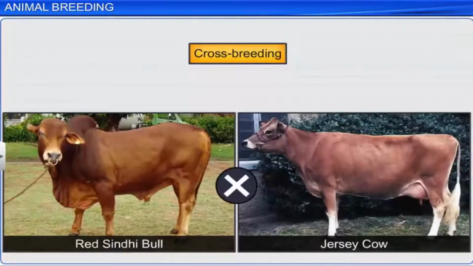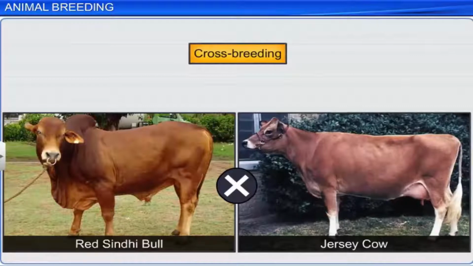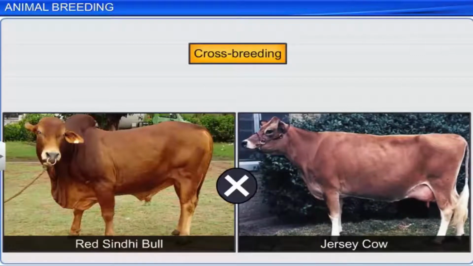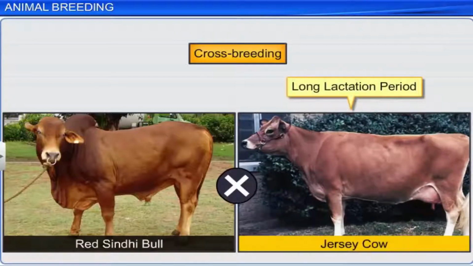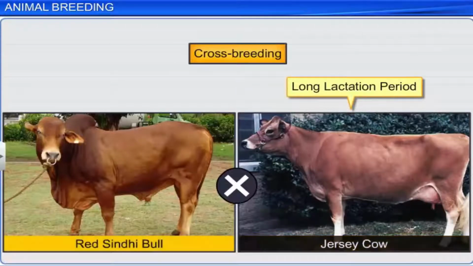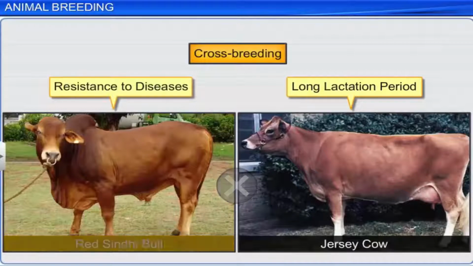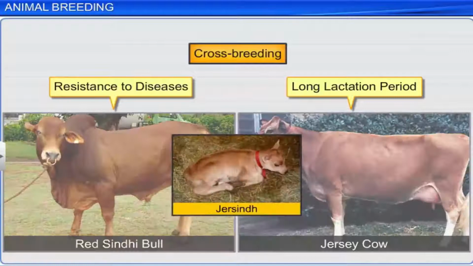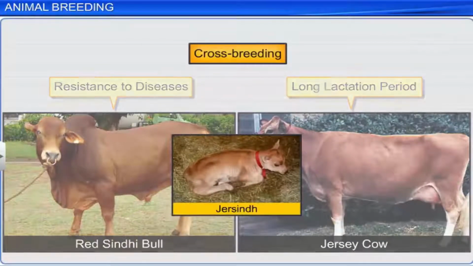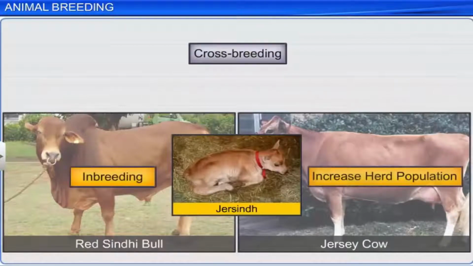Crossbreeding is mating between animals of superior quality belonging to different breeds to produce hybrids possessing superior qualities of both their parents. For example, Jersey with a long lactation period and Red Sindhi with high disease resistance are mated for a new breed with both the desired characters. The new breed obtained is then subject to inbreeding to increase the herd population.